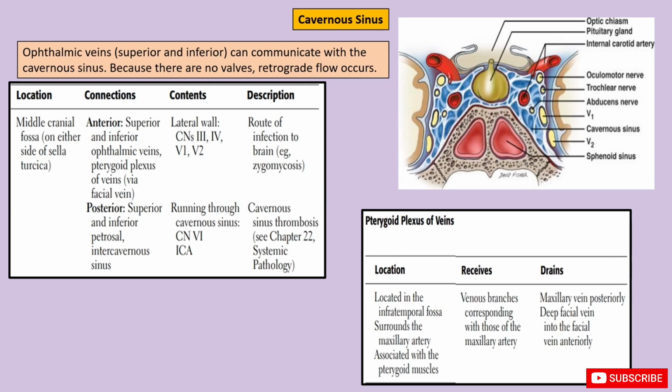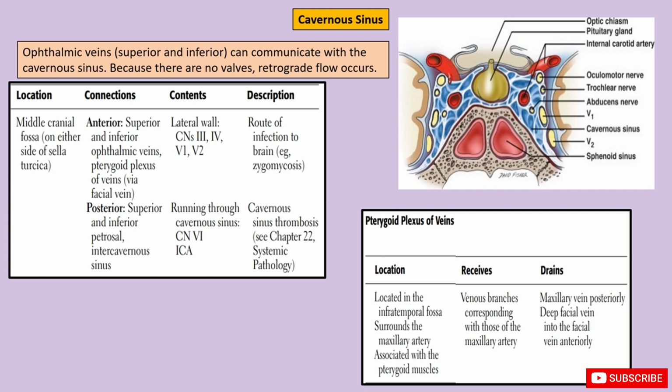Now, the cavernous sinus, as we know, is a very, very important topic of the exam. We always have questions from the cavernous sinus. You should know everything about the cavernous sinus: the location, the anterior-posterior connection, what the contents of the cavernous sinus are, what's present in the lateral wall, what structures run through the cavernous sinus, and the important point that from here the infection can spread directly to the brain because it has connection with all the cranial nerves. We'll discuss more about it related to the danger triangle of the face.